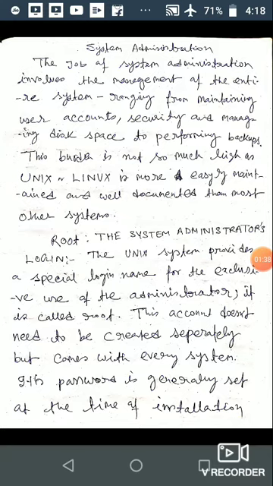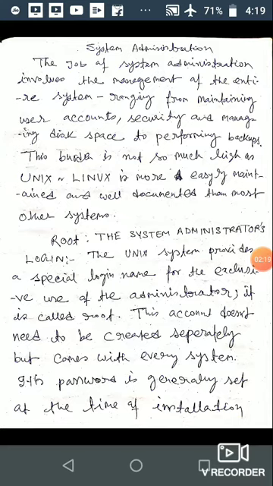Now, what is system administration? You can ask first, what is system administration, or what is the job of the system administrator. You can say that the job of system administration involves the management of the entire system, ranging from maintaining user accounts, security, and managing disk space to performing backups.